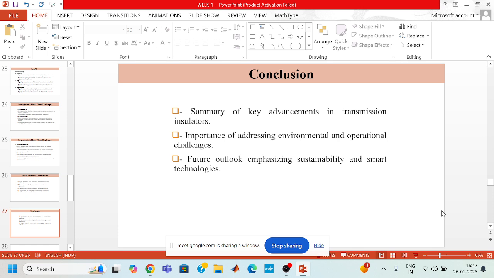So the main key advancement in this presentation is the summary of the key advancements in transmission insulators, the importance of addressing environmental and operational challenges, and the future outlook, which emphasizes how sustainability and smart technology can be built into the insulators.